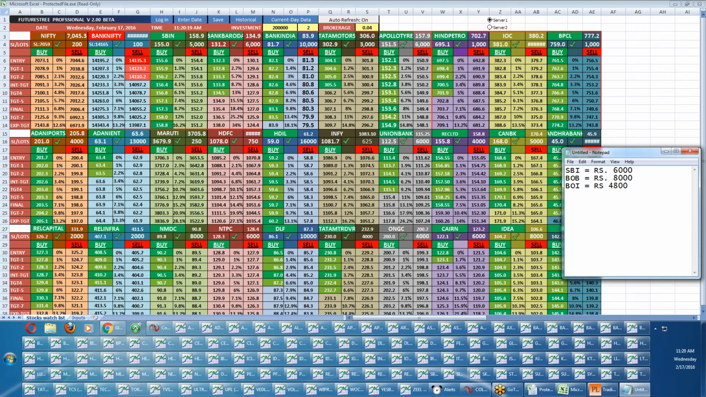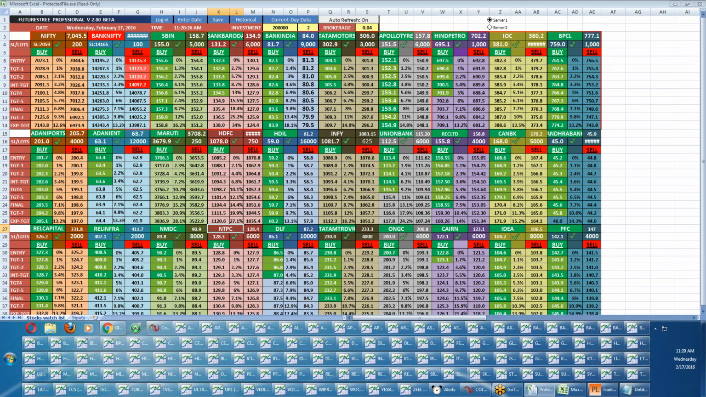A few more buy calls. We saw that the LNT was a gap down open. We have a buy in LNT. We have a buy in Voltas.